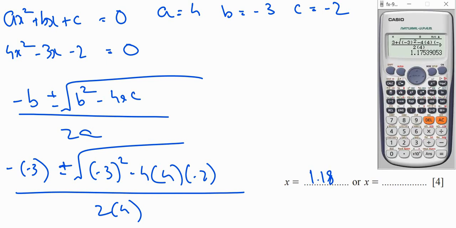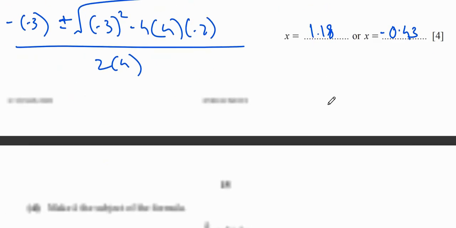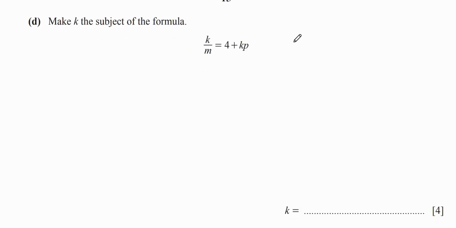Moving on to the next part, we'll go up and I will change the sign into negative. So this becomes negative 0.425, which means negative 0.43.